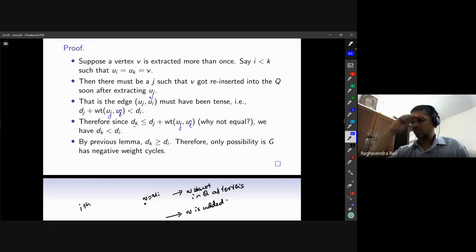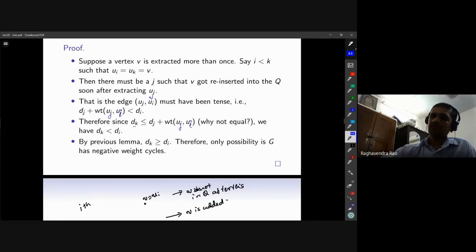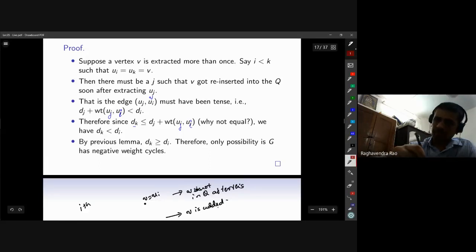Yeah, so see, there is only one catch. You will apply relaxation only if it is strictly less than, right? Yes. So then it will contradict. So in either case, we already have a contradiction.